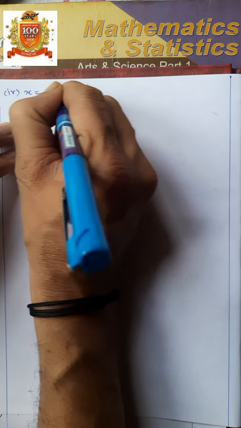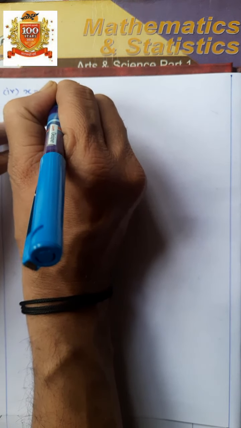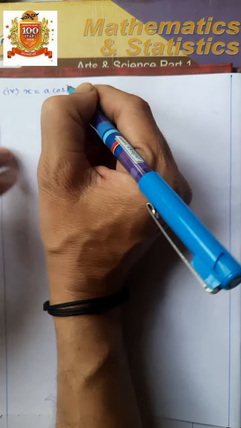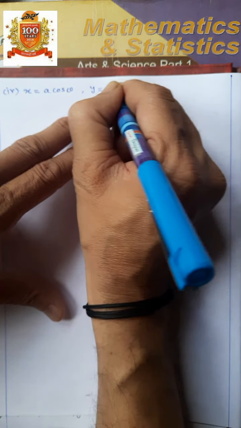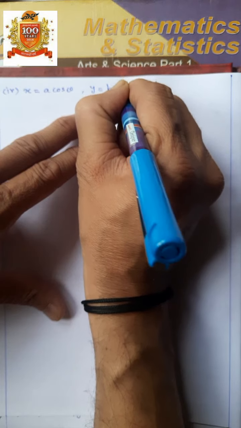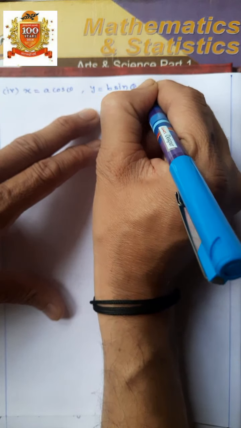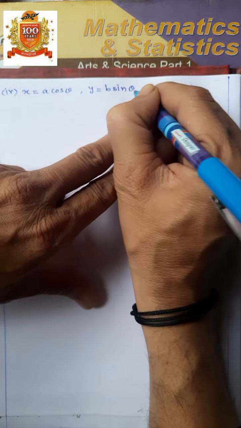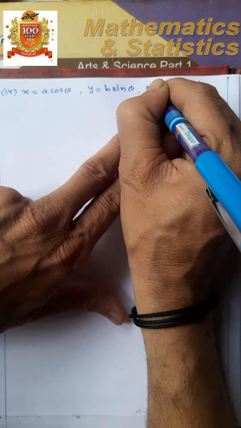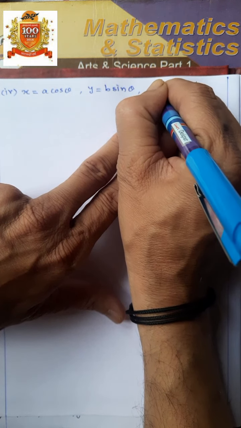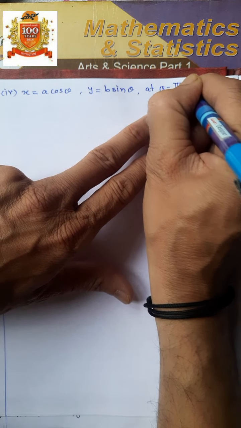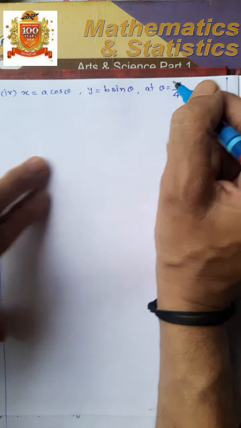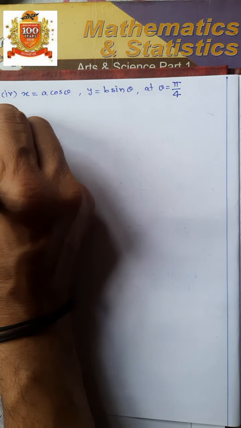x is equal to a cos theta and y is equal to b sin theta. We have to find the value of d2y by dx square at theta is equal to pi by 4. Let us see the solution.